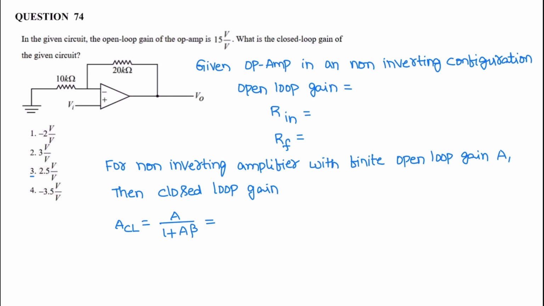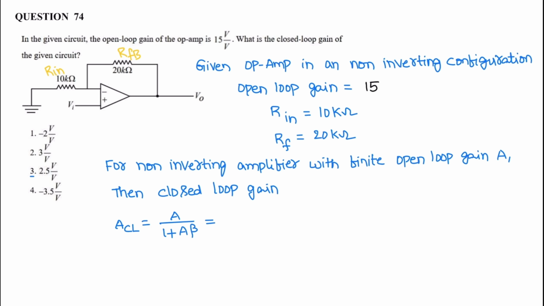Question number 74. In the given circuit, the open loop gain of the op amp is 15. What is the closed loop gain of the circuit? So the given op amp is in a non-inverting configuration and the open loop gain is 15, a very low value. The input resistance given here is 10 kilo ohm and the feedback resistance is 20 kilo ohm. Input voltage is Vi, output voltage is V0.